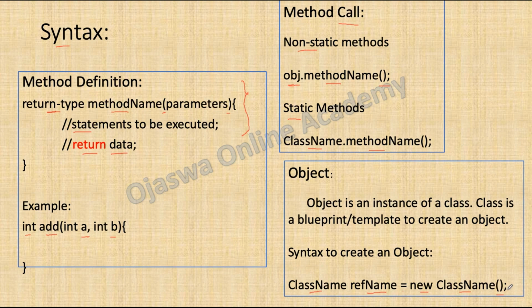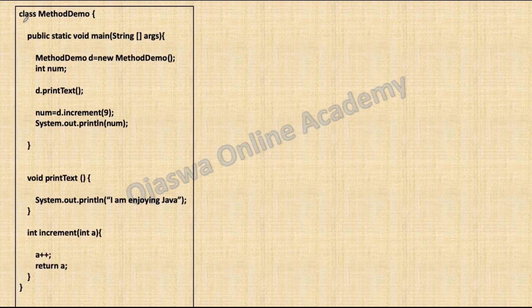So let us try out a simple program to demonstrate how to define and call the method. Define a class using the class keyword followed by a class name. Our class name is MethodDemo. In this program, you have three methods: the main method, and two more methods which are user defined, printText and increment. When you are using a predefined method, you need to follow the exact signature. If you are writing your own method, you can decide the signature as per your requirement.